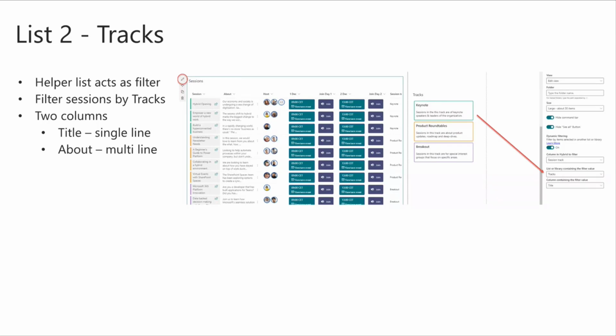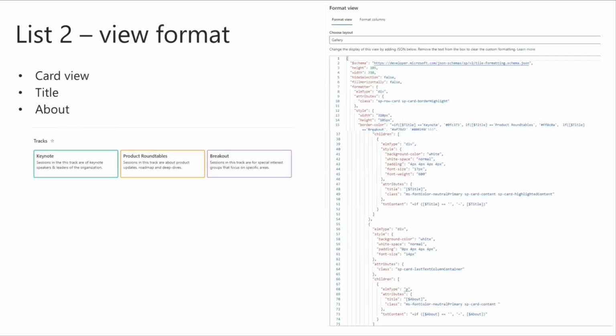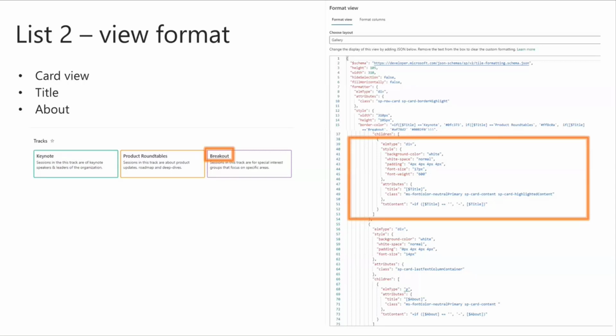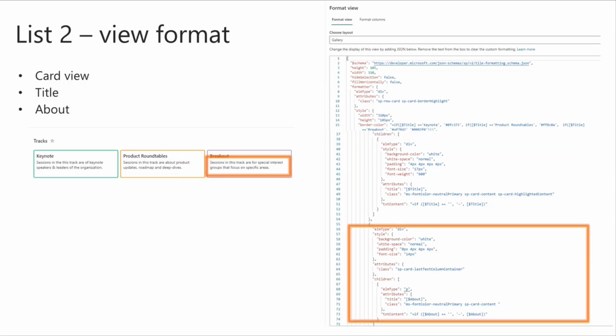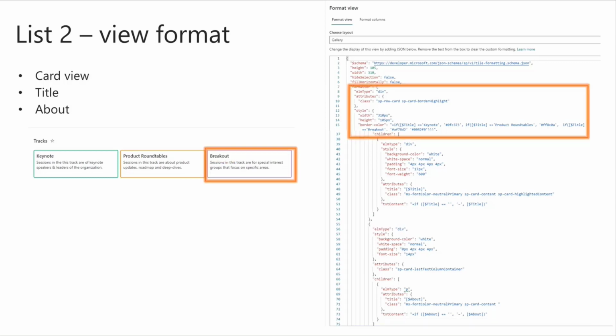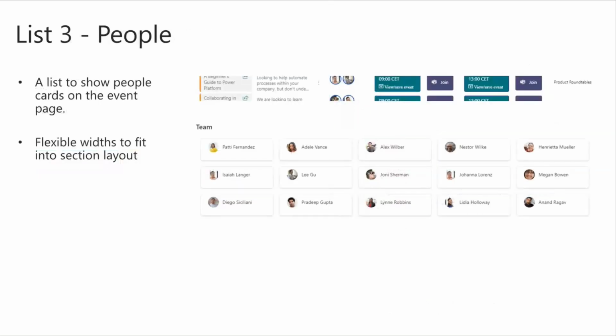So for the tracks list itself, I've used view formatting. It has two columns, basically the title and the about column. The title is a single line, about is a multi-line. Both of them are rendered by two div elements inside an SP row card class, because I wanted that boxed card view. And then I also set a border styling so that the color matches the track colors in the sessions list. So users can see a color code sync between the two, sort of acting like a color legend, if you will.